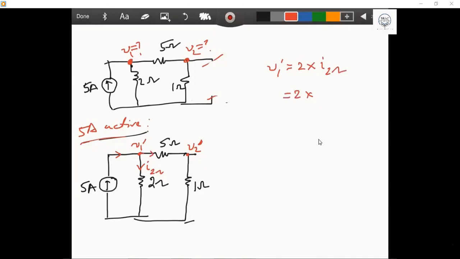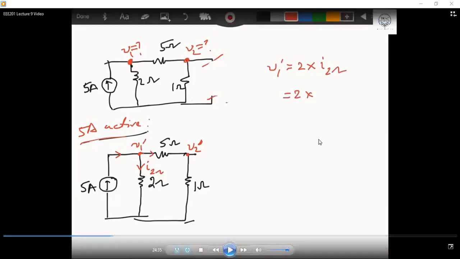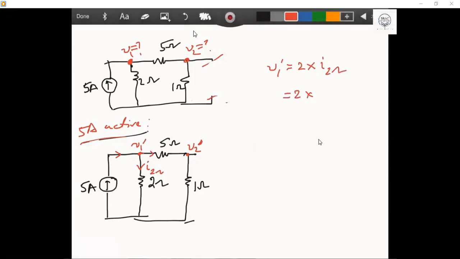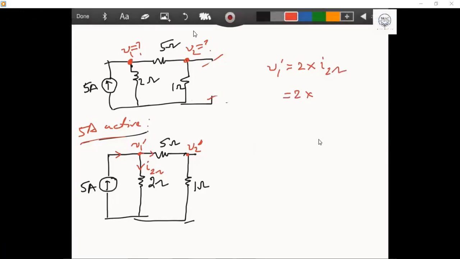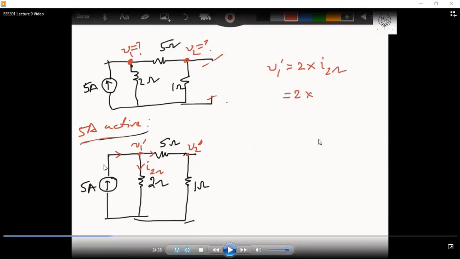Imtiaz, what is the answer? Sir, 3 by 2, which means 1.5 ampere. No, what is the equation? Sir, the equation will be 3 by 2 divided by 5 into 5. Where did you get 3 by 2? The total current is 5, and it is dividing through the two resistances R1, R2. Okay, now listen.